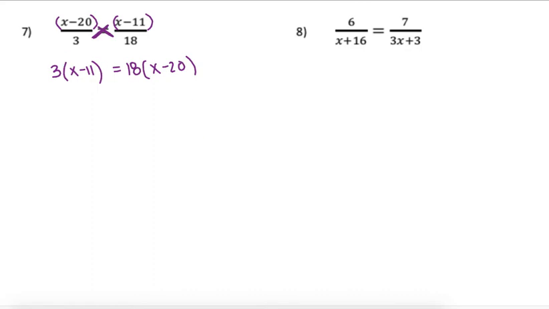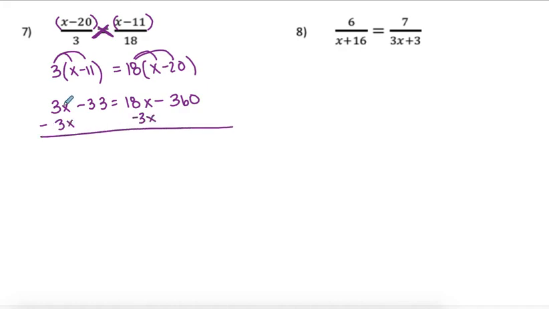All right, so I got to distribute. I have two things here. So I have 3x minus 33. And on the other side, I have to distribute as well. 18x minus 18 times negative 20, it's negative 360. So since I already brought down my negative, I bring down the 360. Variables on two sides. Okay, I'm going to subtract the 3x here and combine it on this side. So now I have negative 33 equals 15x minus 360.